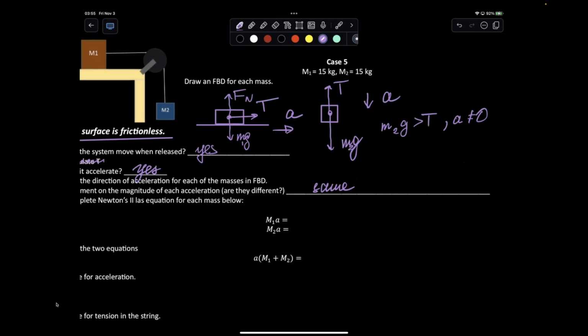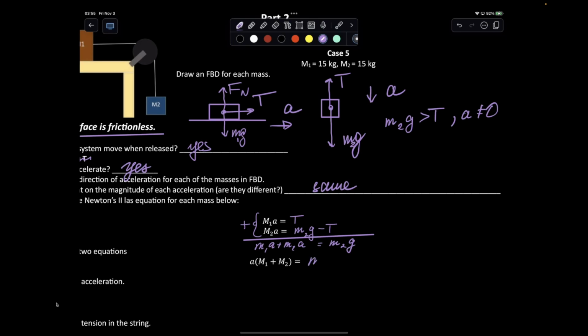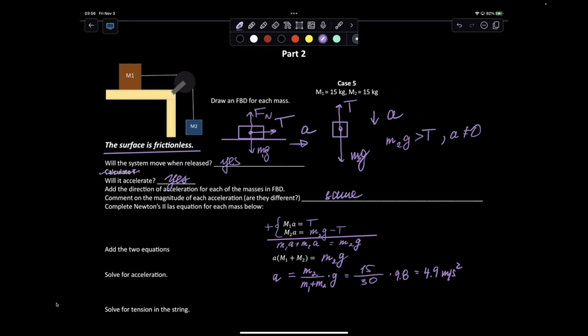Newton's law. M1 is the one that is just sitting there, so all it has that is unbalanced is tension. M2 is going to be M2g minus tension. Just as before, add them. M1a plus M2a equals M2g, and then you can consolidate that. So your acceleration is M2 over M1 plus M2 times g. The hanging mass is 15, and this is 30, and this is 9.8. So that's 4.9 meters per second squared. The two of them will accelerate with that.